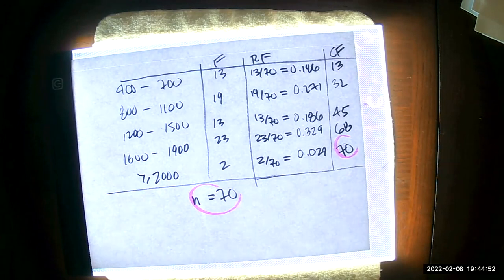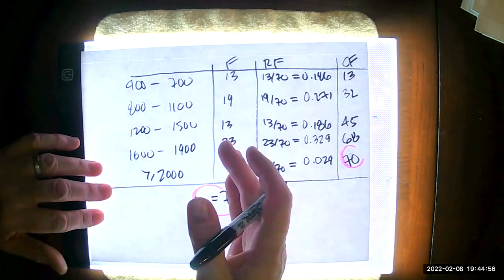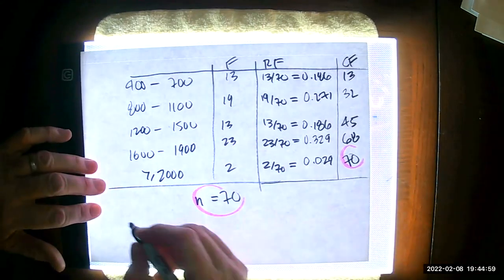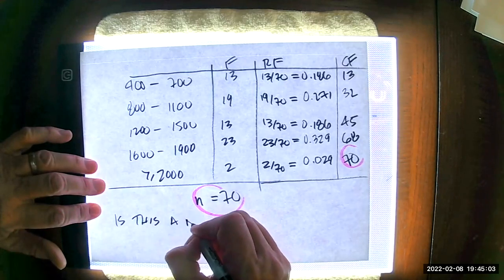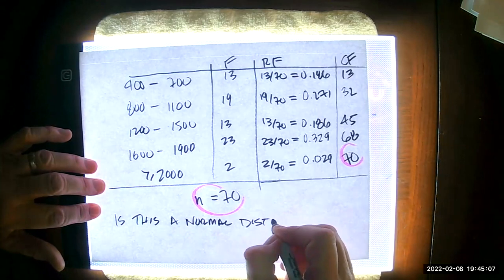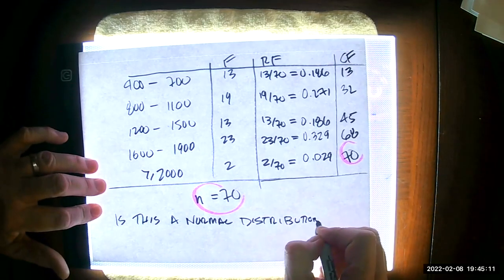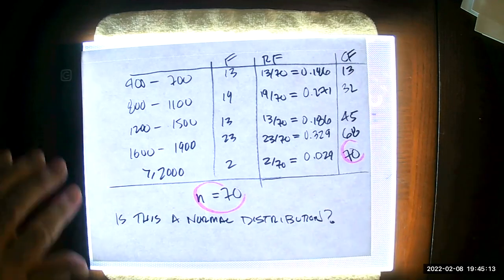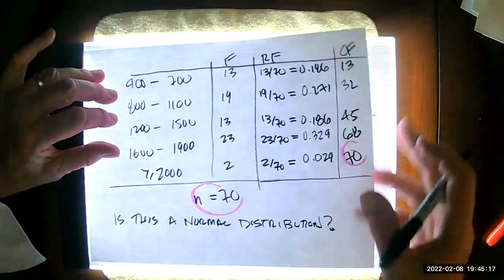The other thing I want people to be able to do from a distribution is to take a look at the frequency distribution and decide, is this a normal distribution? It's a judgment call, but it's not a hard one to make. I'm going to come back to the page in a moment, and I'm going to remind you what a normal distribution looks like.